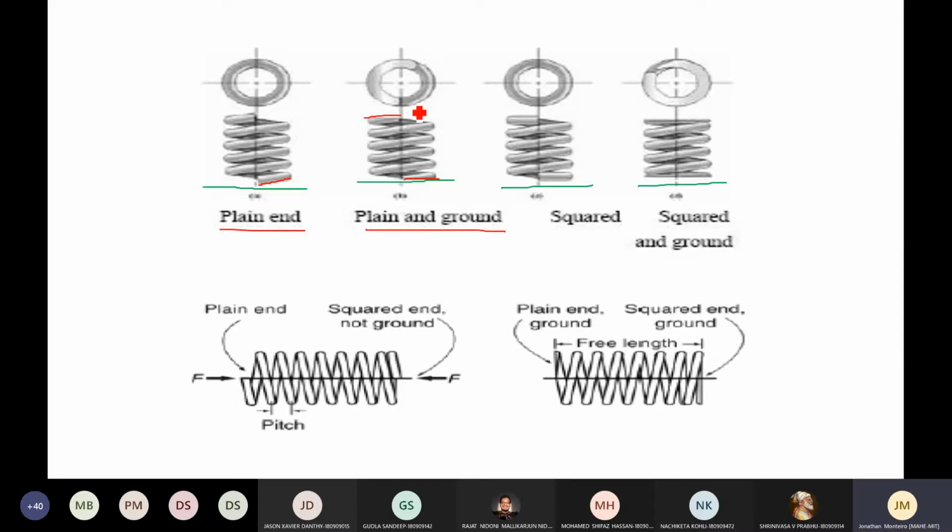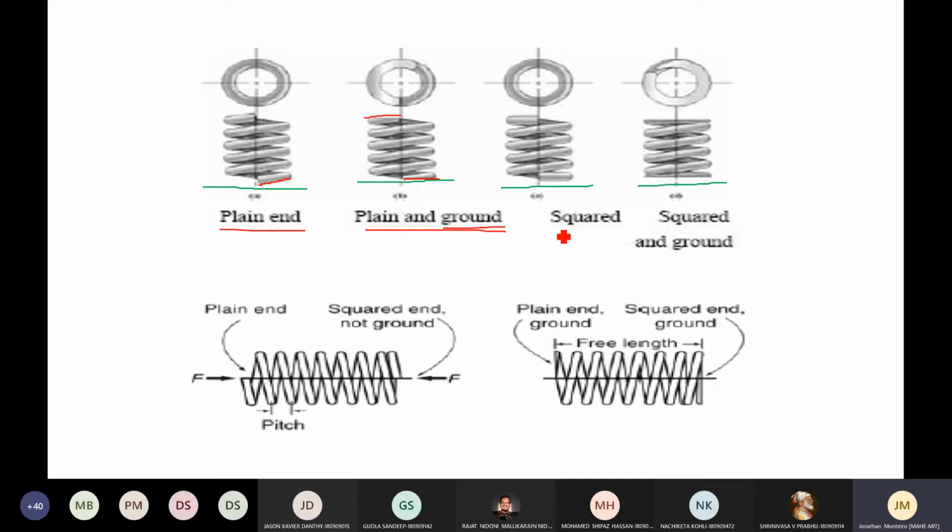So how does this help? This ensures that there is proper seating, correct? The adjoining surface is usually flat. Otherwise, for plain end, you would have to make the surface itself inclined or conical so that it will accommodate the coil. Otherwise it will not be seated there and will be continuously vibrating with insufficient seating. Whereas ground means you use a grinder to taper off the surfaces to a flat. Okay, so that is called plain and ground.